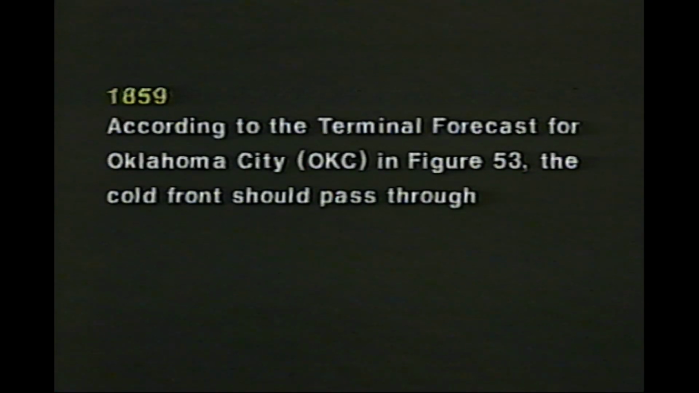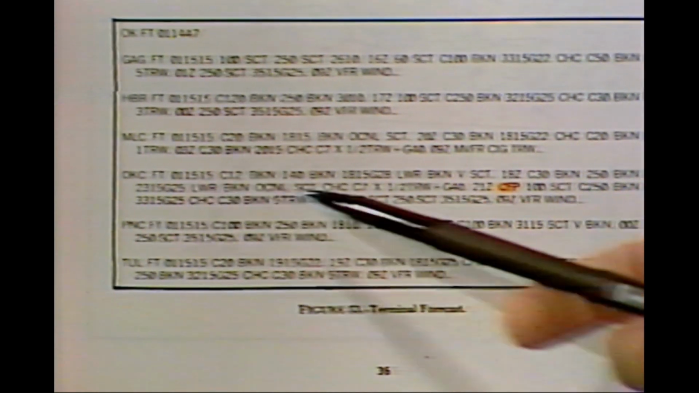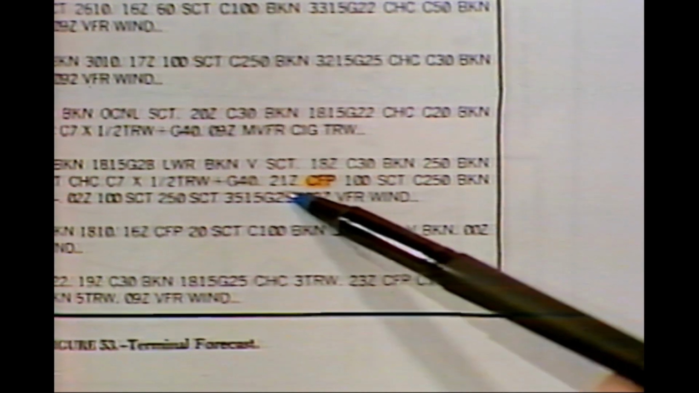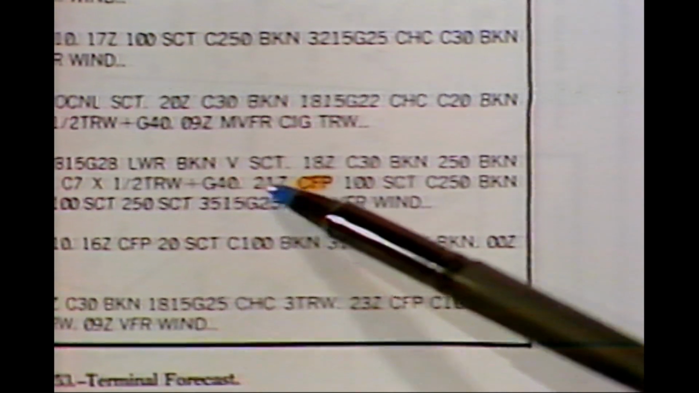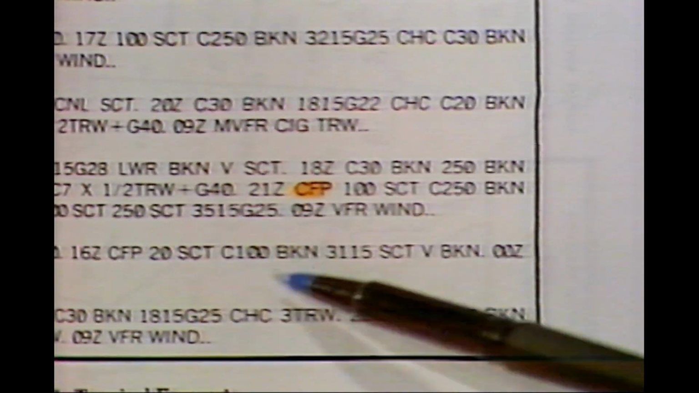859. According to the terminal forecast for Oklahoma City, OKC, Figure 53, the cold front should pass through. We're going to look at several terminal forecasts for Figure 53, and under Oklahoma City, what we want to find are the letters CFP for cold front passage, since that's what they ask for in the question. When you refer to Figure 53 under Oklahoma City out here at OKC, we can see right here that we have the letters CFP, and they follow the time of 21 Zulu. So you read this, it says by 21 Zulu, you're going to have cold front passage. So we want to find the answer that says that.